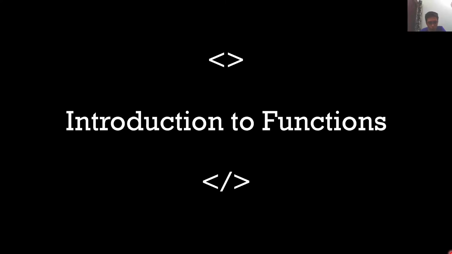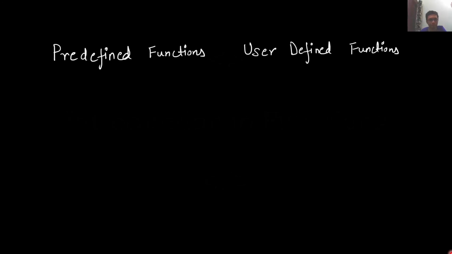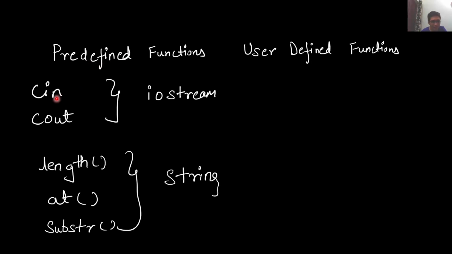In this video, we are going to start with functions. So let's get started. Basically, we have two types of functions. The first one is called predefined functions and the second one is called user-defined functions, right? We have already used some predefined functions in our previous videos, like cin and cout, and we have also used some string functions like length, at, substr, right?